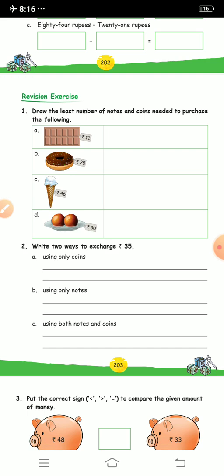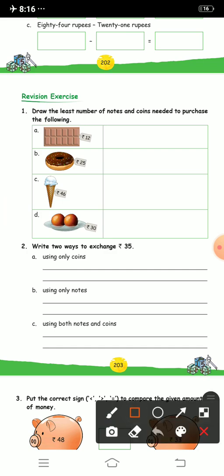First one you can see a chocolate bar, which is of rupees 12. So now which least number of notes can you draw here? Can you tell me? 5? No. 10? Yes, we can draw a note of 10, right? You can draw one note of 10 and then a coin. So now 2 rupees are left, right?